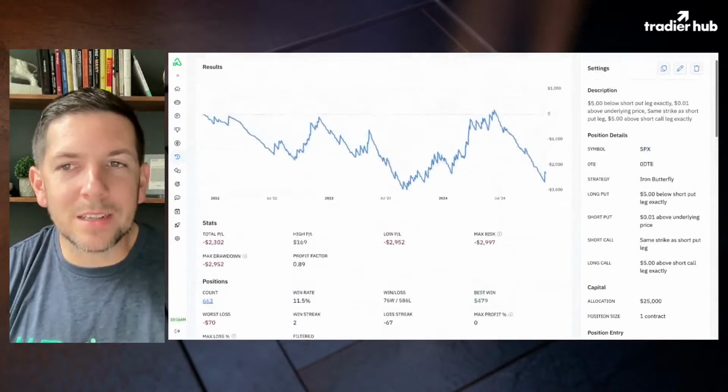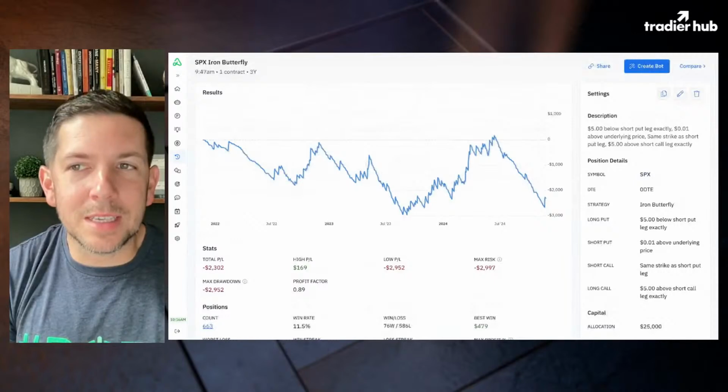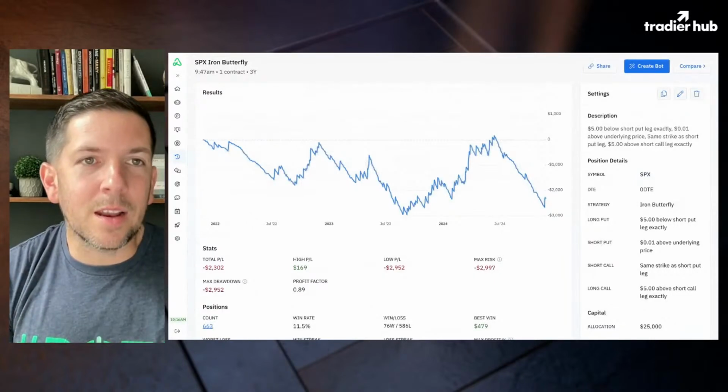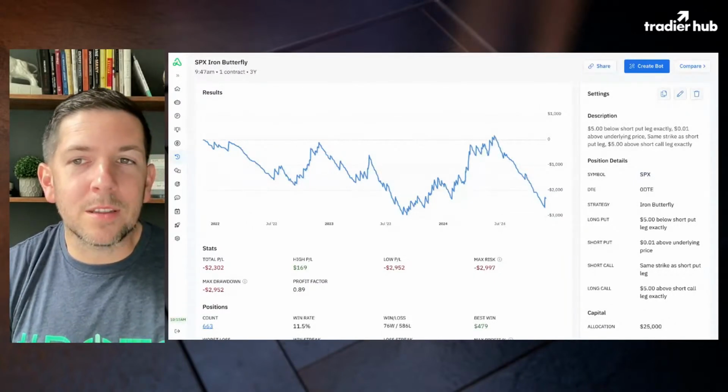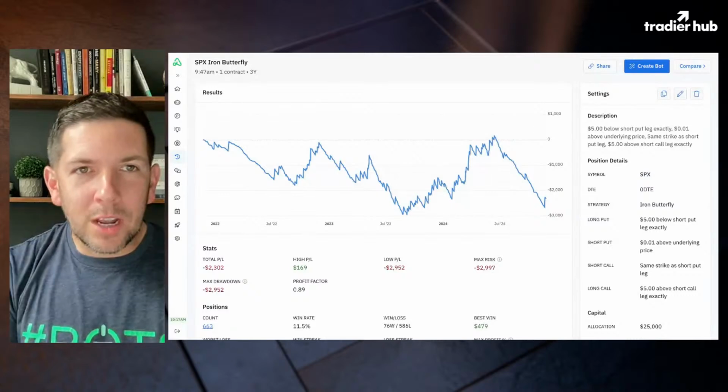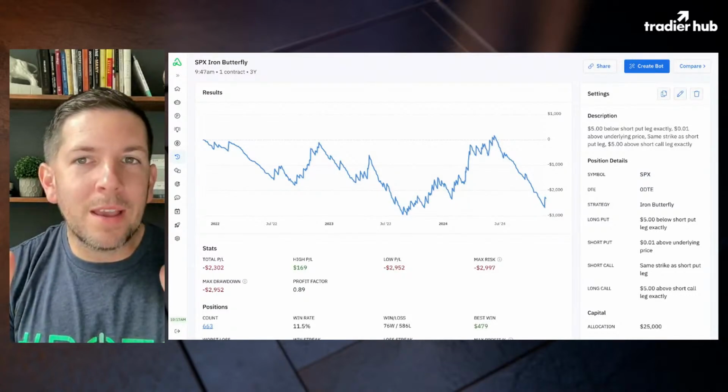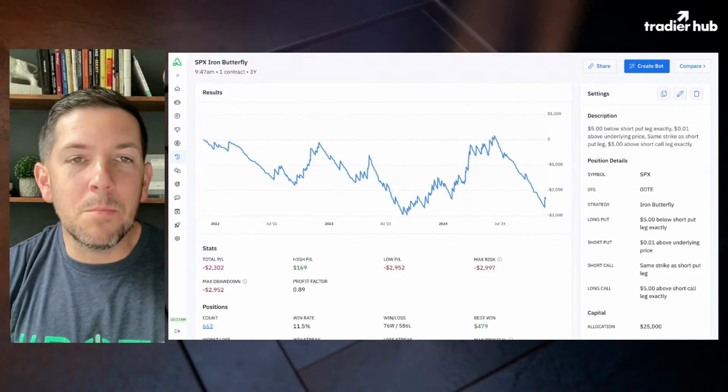And this is why I think backtesting is so important. Not that it's going to be perfect, because it's not. And it's certainly not going to be perfectly indicative of what happens in the future. But what you're doing here is creating guardrails. You're trying to figure out, okay, am I even driving in the right direction? Am I moving in the right direction?